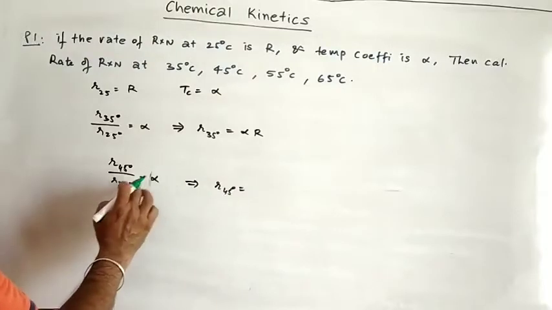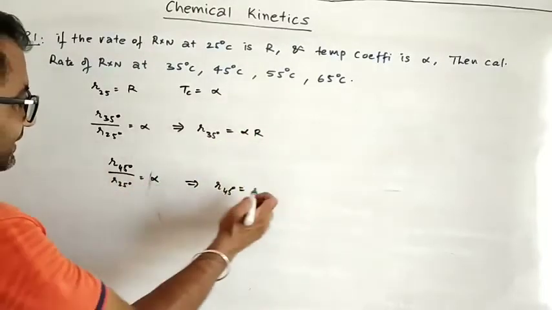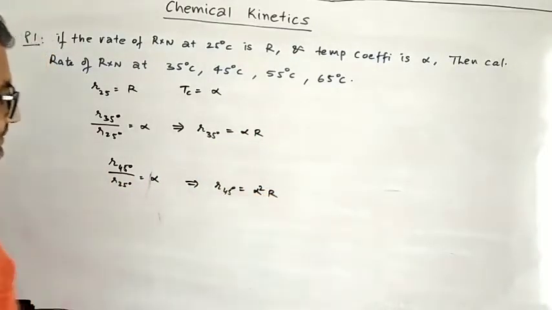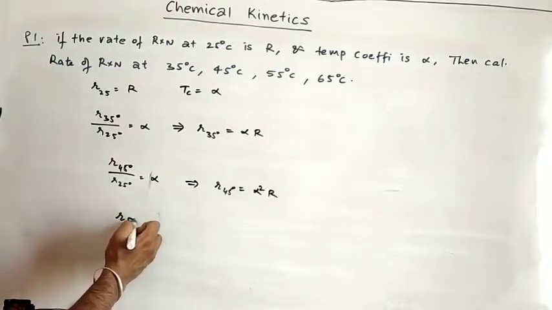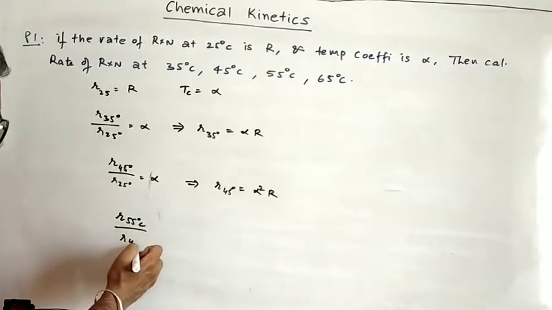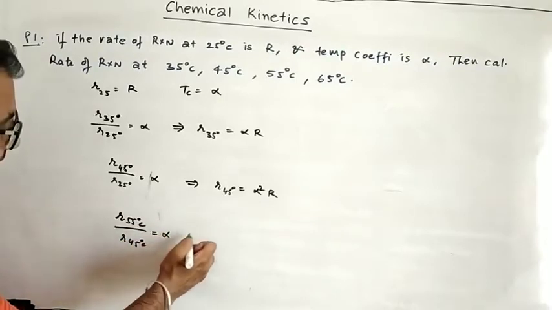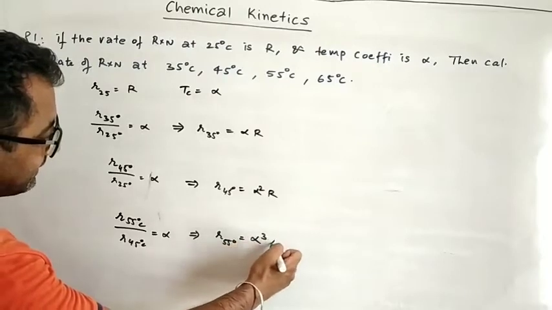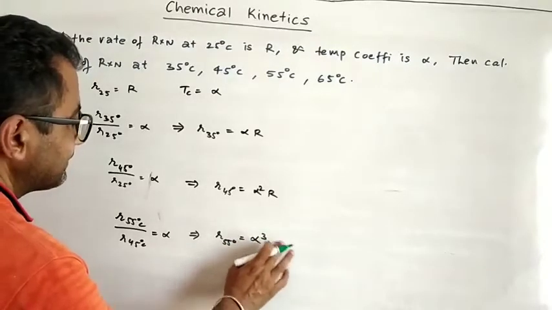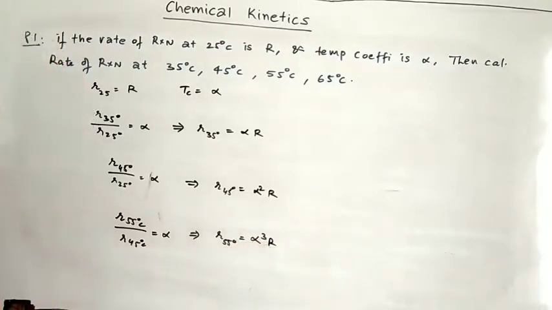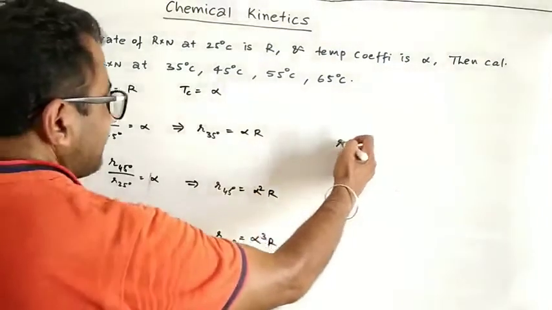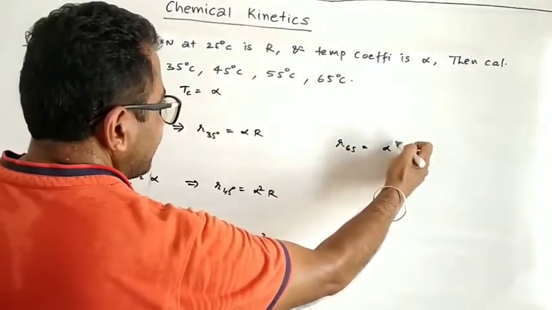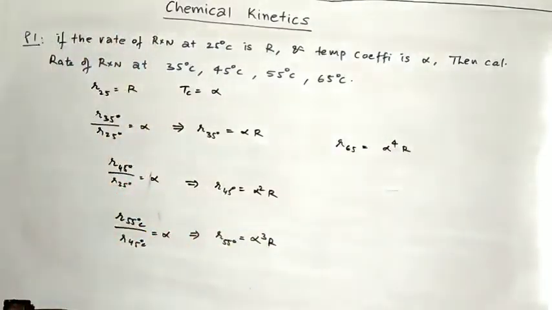तो ये इधर चला गया, 35 की वैल्यू क्या है? अल्फा आर, अल्फा आर, तो ये बन गया हमारा अल्फा स्क्वायर आर. सेम इफ यू राइट 55 डिग्री सेल्सियस, 45 डिग्री सेल्सियस, अगेन अल्फा. तो अगर आपने 55 डिग्री पे निकालना है तो ये बन जाएगा अल्फा क्यूब आर. और अगर 65 पे निकालना है तो ये बन जाएगा अल्फा रेज़ पावर 4 आर.